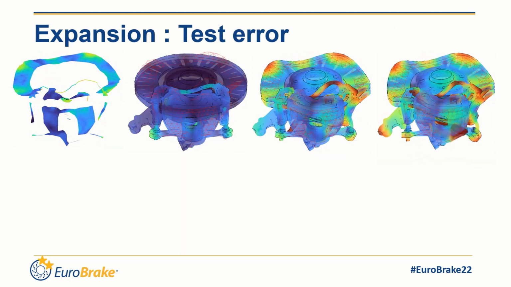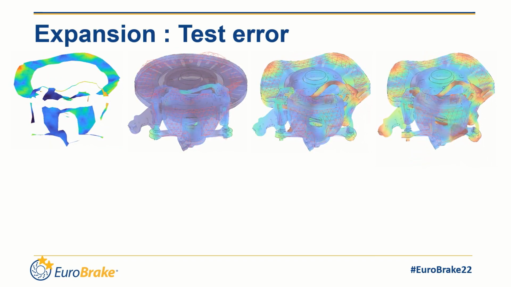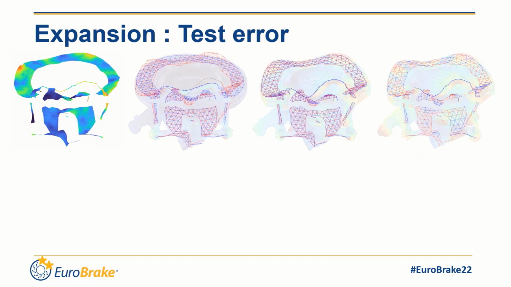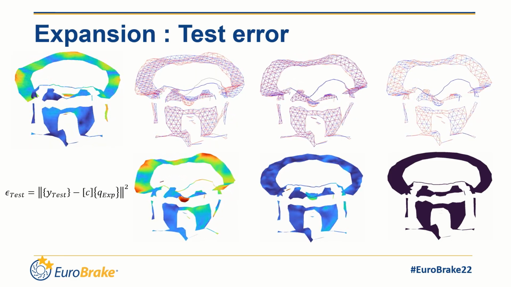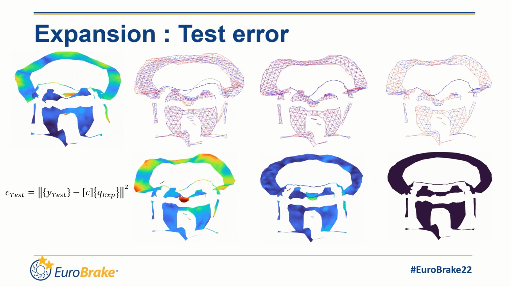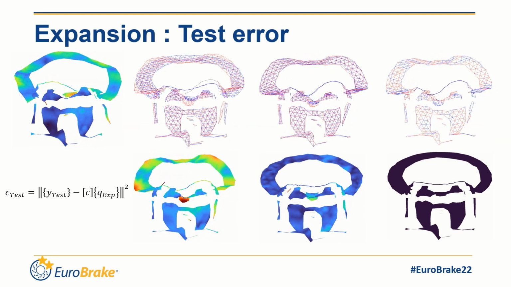To measure the test error, the first step is to observe the expanded shape from the point of view of the sensors used for the measurement. This observation is animated in blue, while the red wireframe corresponds to the ODS. The second step is to compute the gap between the ODS and the model shape observation. This gap is displayed at the bottom for the 3 expanded shape candidates, and the test error is simply the Euclidean norm of the gap.